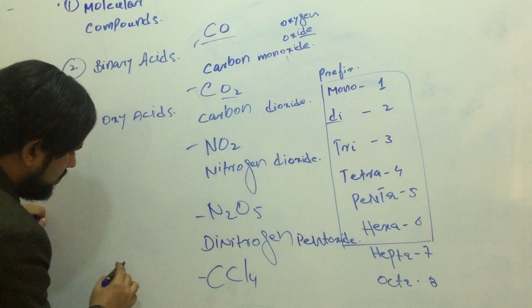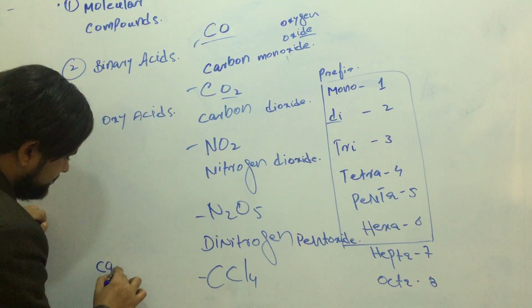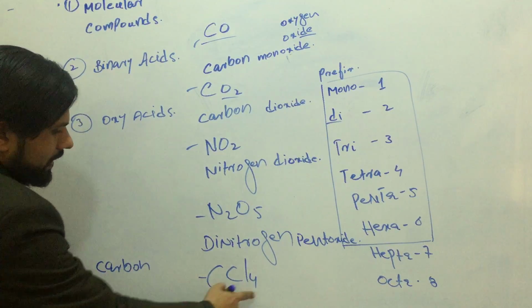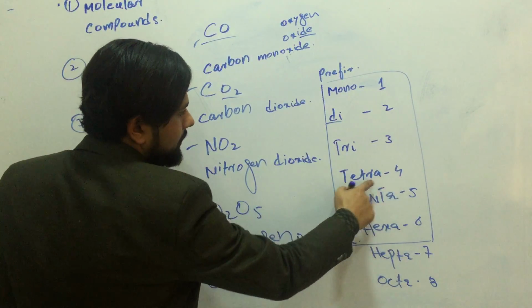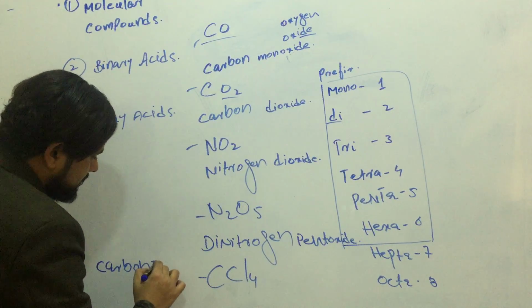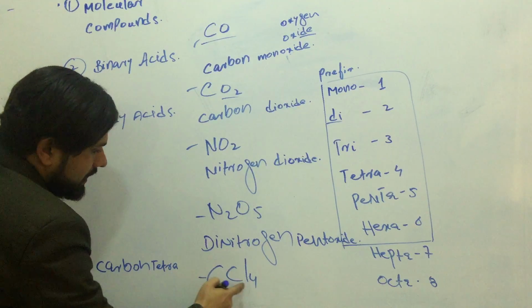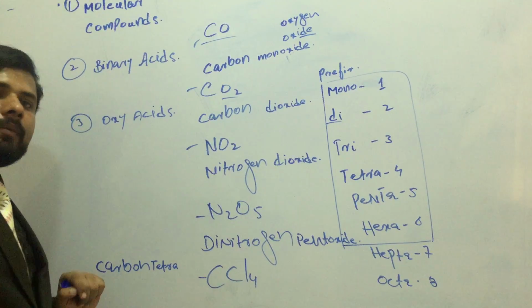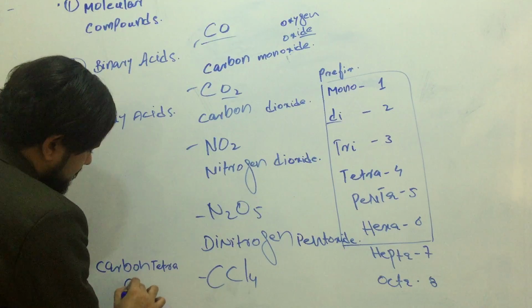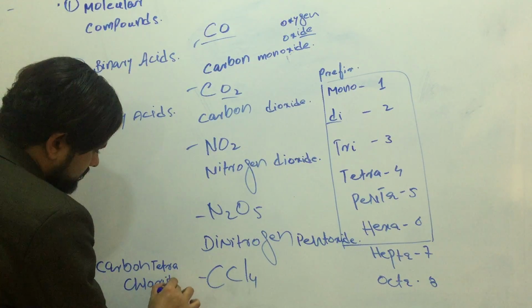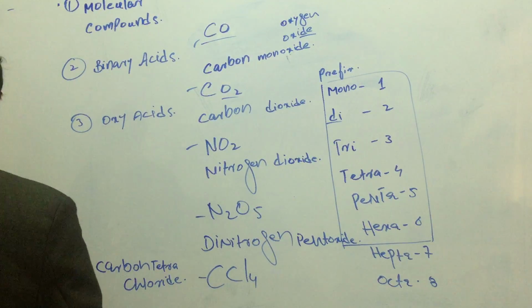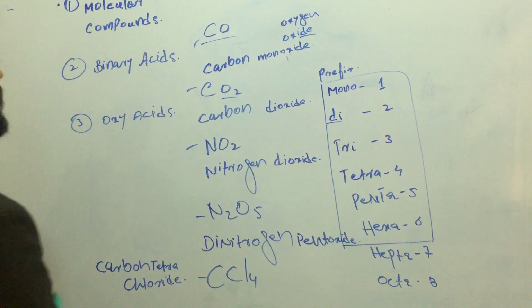And how many chlorines are there? For 4, the prefix is tetra, carbon tetra. And the element is chlorine, that is going to be chloride. Okay, carbon tetrachloride. So this is how you can give names to molecular compounds.